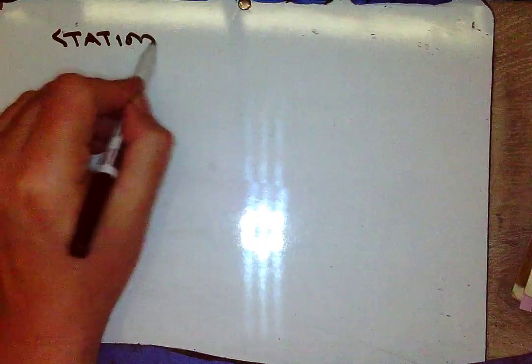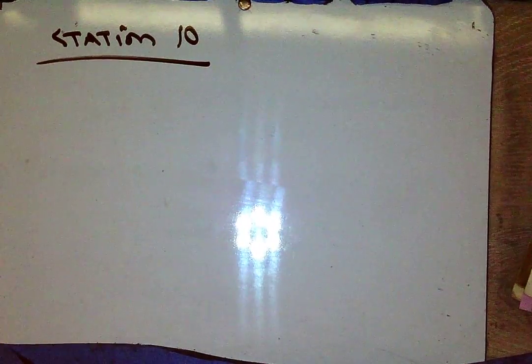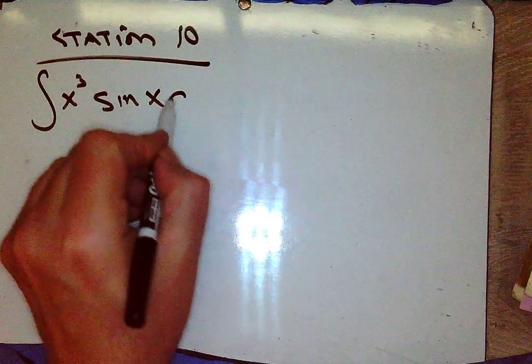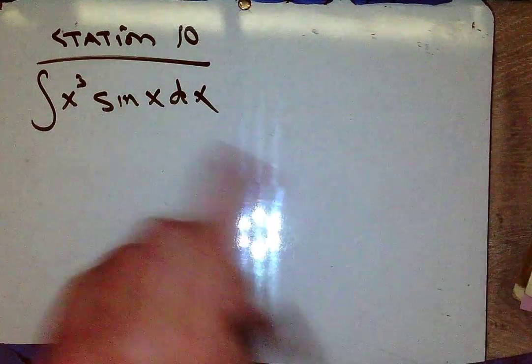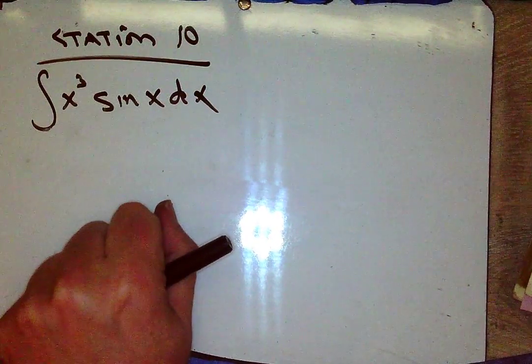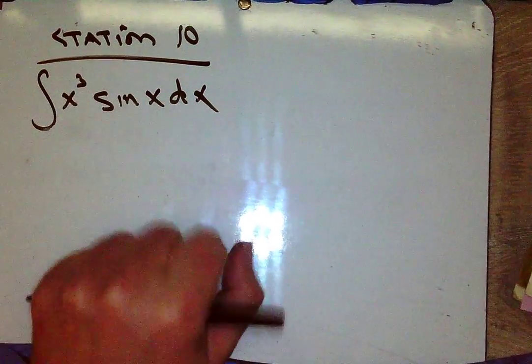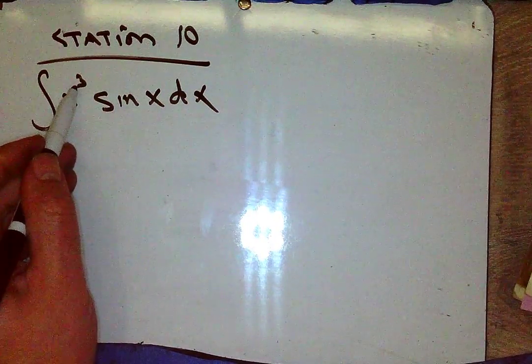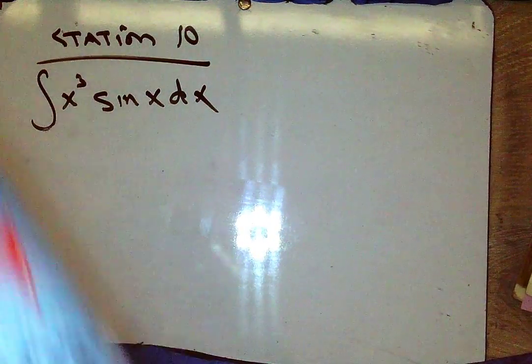Station 10. Integral x to the third sin x dx. Well, a function and someone else's derivative. I'm thinking by parts. Whoa, no. I don't want to do by parts 3 or 4 times.